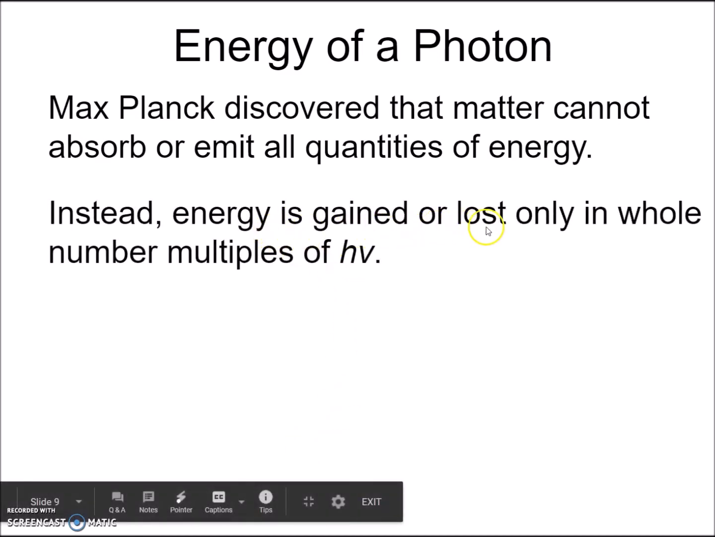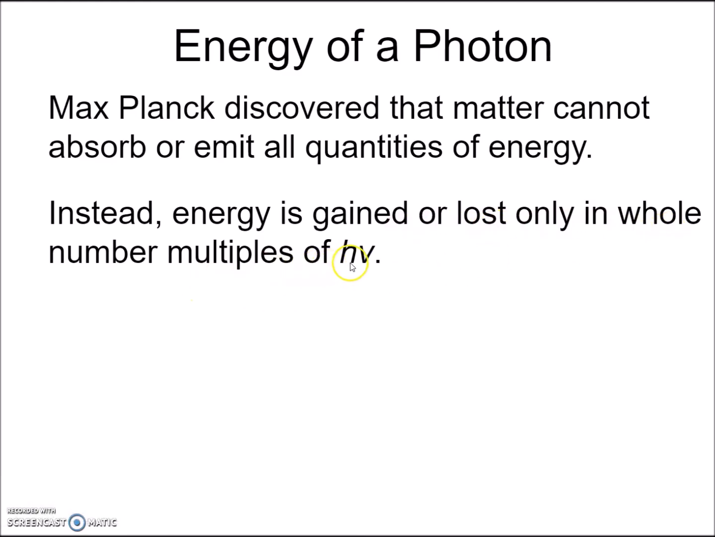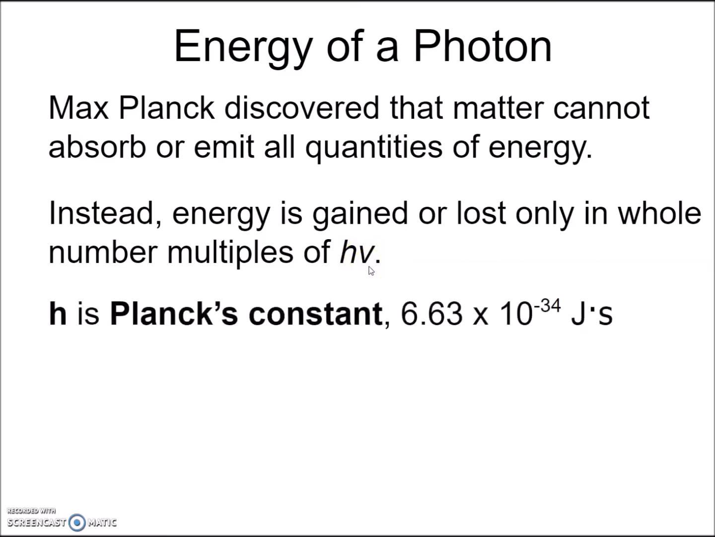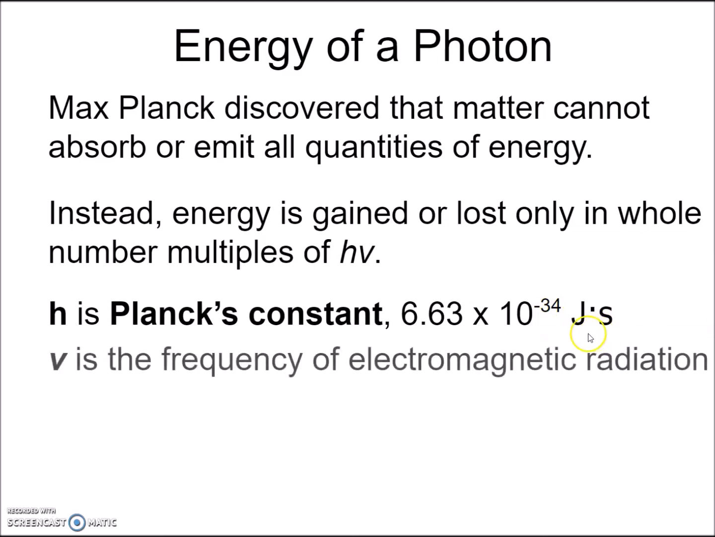Energy is gained or lost only in whole number multiples of a quantity h times nu. That's again the Greek letter nu. It looks like a V. In that calculation, h is Planck's constant. It's a really, really small number, 6.63 times 10 to the negative 34th joules seconds. That is, the unit is joules times seconds. And the Greek letter nu, which looks like V, is frequency.